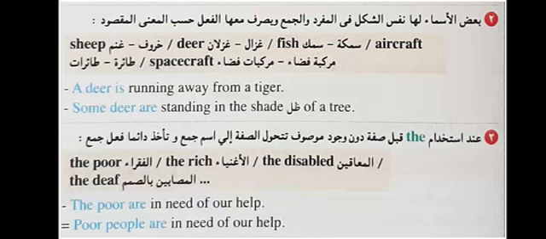You can use the before an adjective to indicate a plural noun, the name of a number of people who have the same adjective. For example, when you say the poor, you mean poor people, الفقراء, the rich, the disabled, the deaf. And when you mean deaf people or poor people or rich people or disabled people, then the verb must come in plural form. The poor are in need of our help. Poor people are in need of our help.